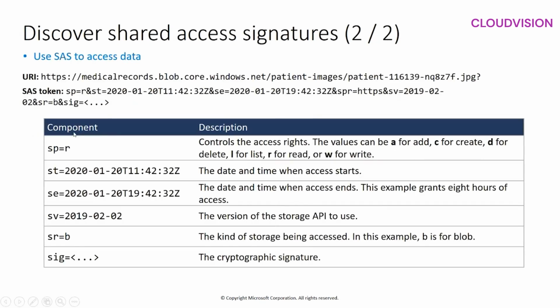I told you, whenever you create a SAS token, which is concatenated with your URL, SP specifies what permission you need. R is read permission, L is list, W is write, A is add, C is create. So you might get read, add, and delete, RAD. Start and end: the date and time when the token will start and when it will end. What is the version of the storage API that you are working with? Source: B is a blob.